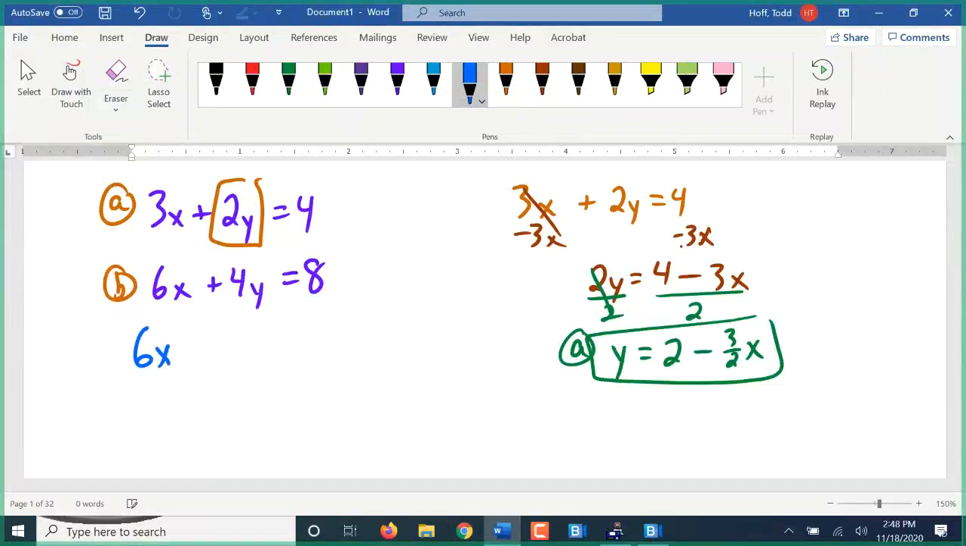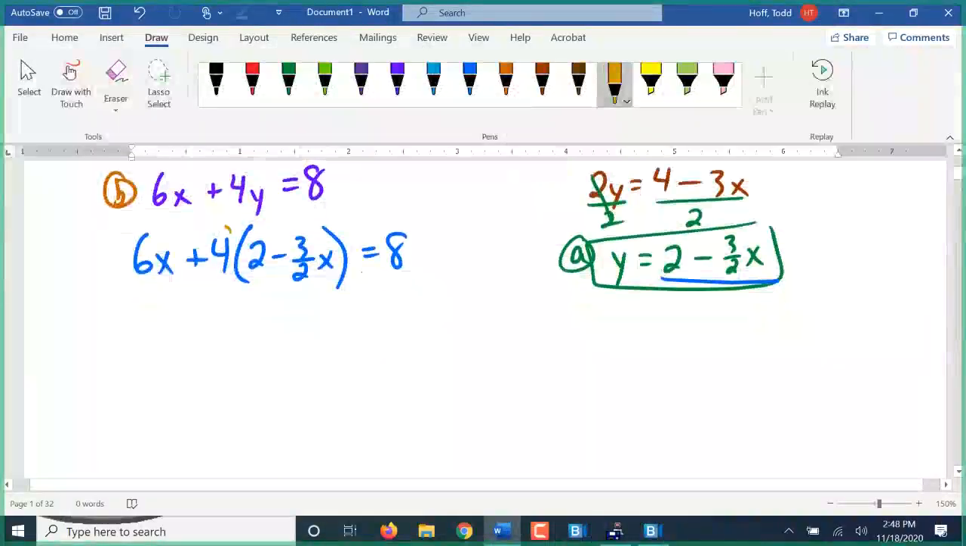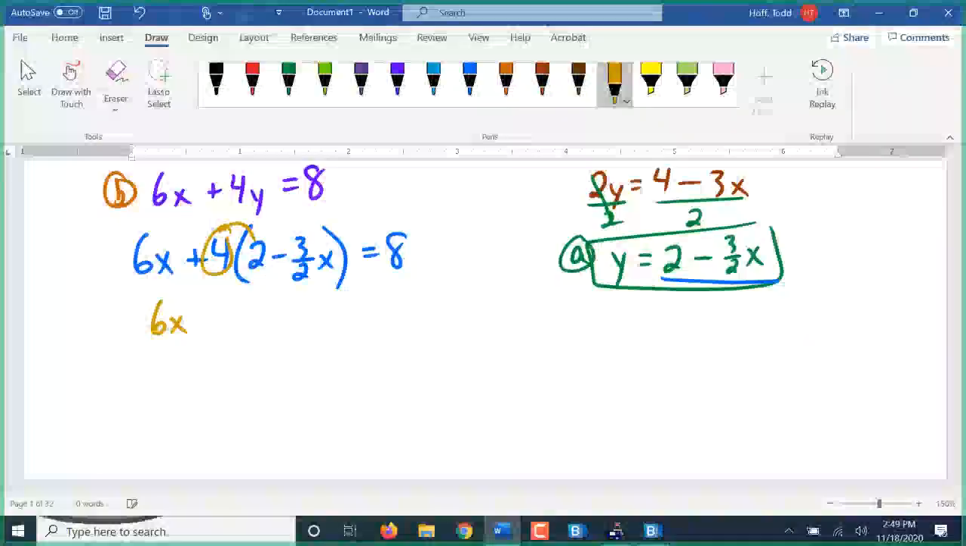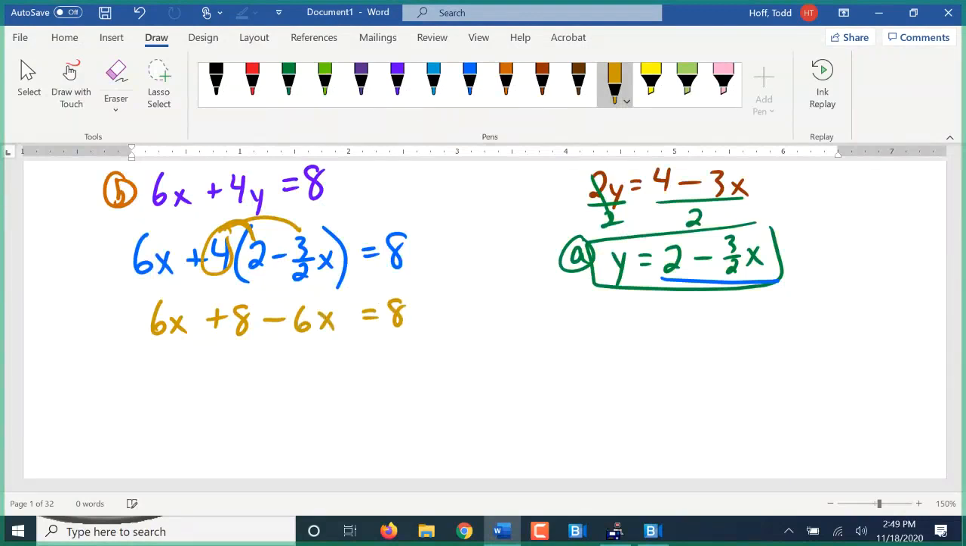So 6x plus 4, instead of y, I'm going to put in the 2 minus 3 halves x equals 8. So now I'm down to one variable with one equation. I can try to solve that. I'm going to multiply the 4 through my parentheses. So I'll bring down the 6x. 4 times 2 is a positive 8. 4 times negative 3 halves x is a negative 6x equals 8.